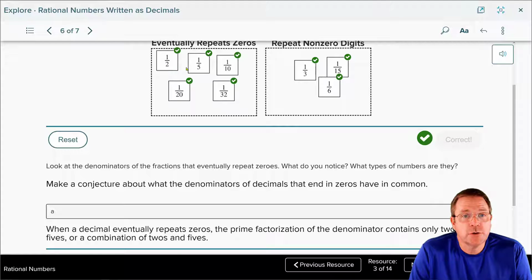Prime factorization of 2 is 2, 5 is 5, 10 is 2 times 5, 20 is 2 times 2 times 5, and 32, that's 2 times 2 times 2 times 2, so that's four 2's. If they factor down to only contain 2s and 5s in the denominator, then they're going to be a terminating decimal, or something that constantly repeats zeros at the end.